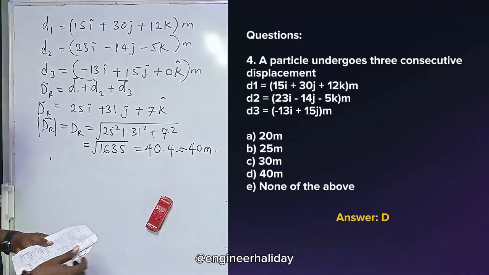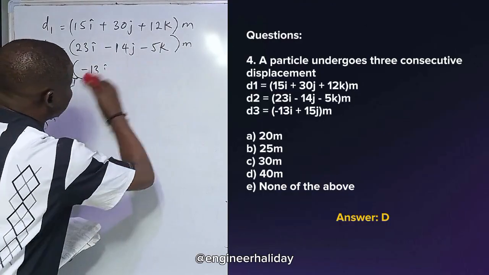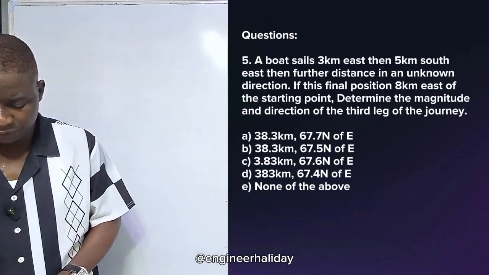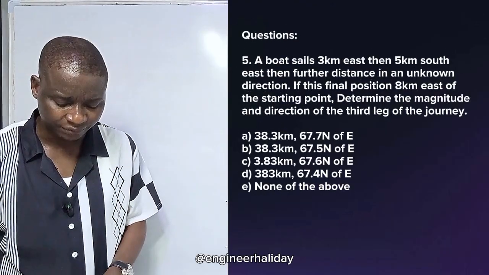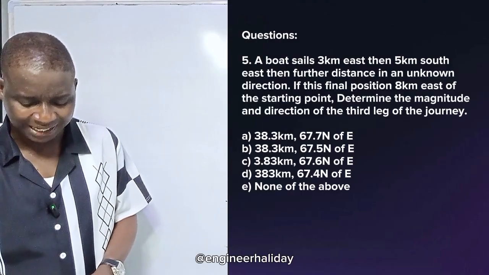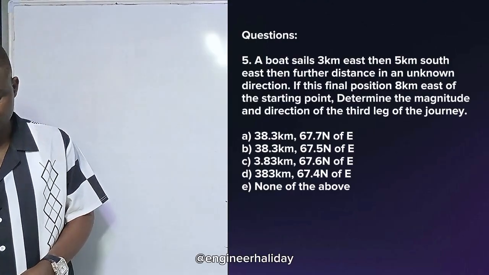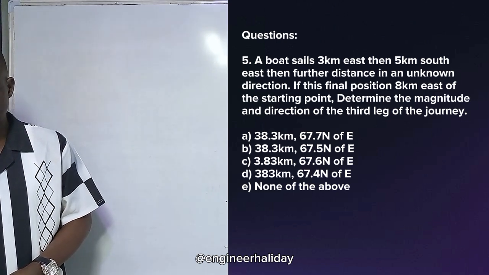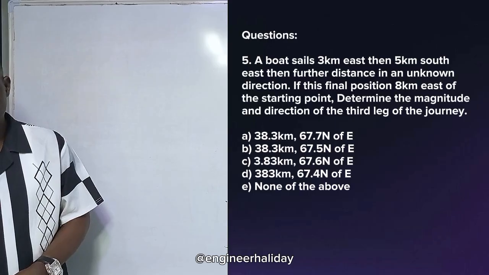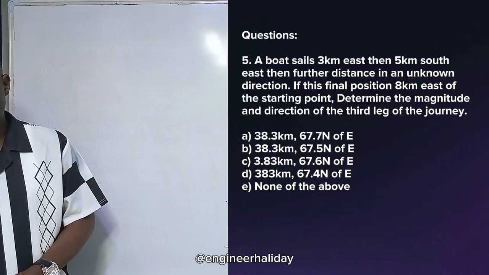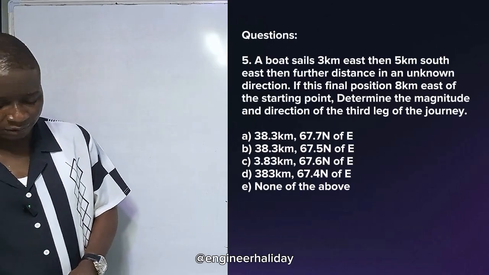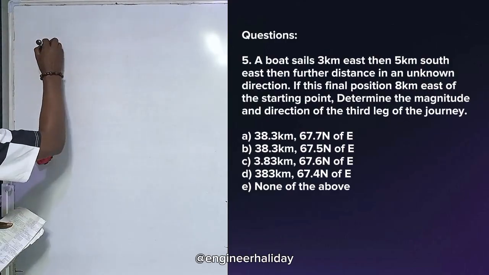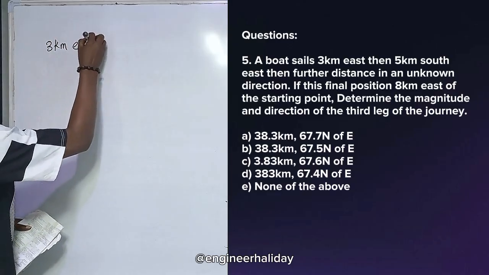Let's go to number 5. Number 5 says: a boat sails 3 kilometer east, then 5 kilometer southeast, then a further distance in an unknown direction. If the final position is 8 kilometer east of the starting point, determine the magnitude and direction of the third leg of the journey. They said a boat sails 3 kilometer east.